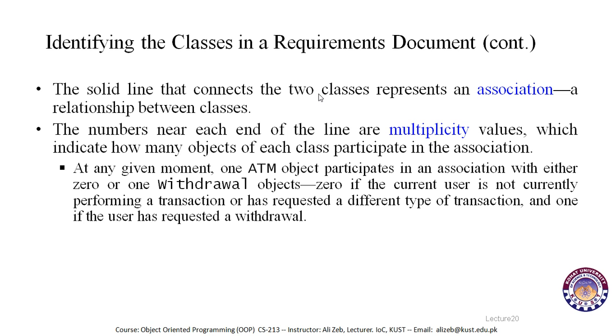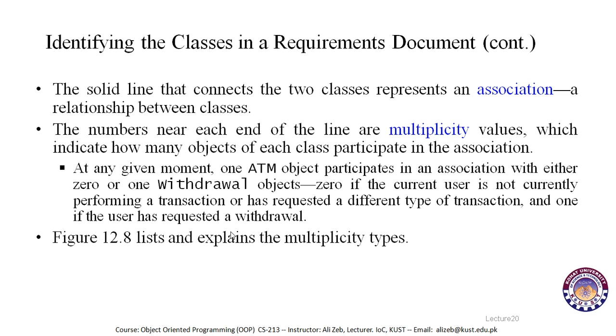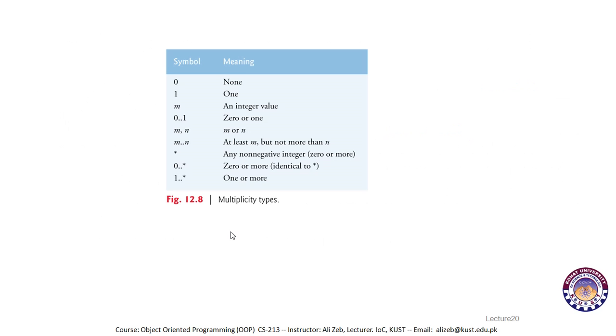As I talked about that, the numbers show the multiplicity values, which are the number of objects of one class that will participate in the association with the other class. 0 if the current user is not currently performing a transaction or has requested a different type of transaction, and 1 if the user has requested a withdrawal. In the next figure, we will see an explanation of the multiplicity values that are used in a class diagram.